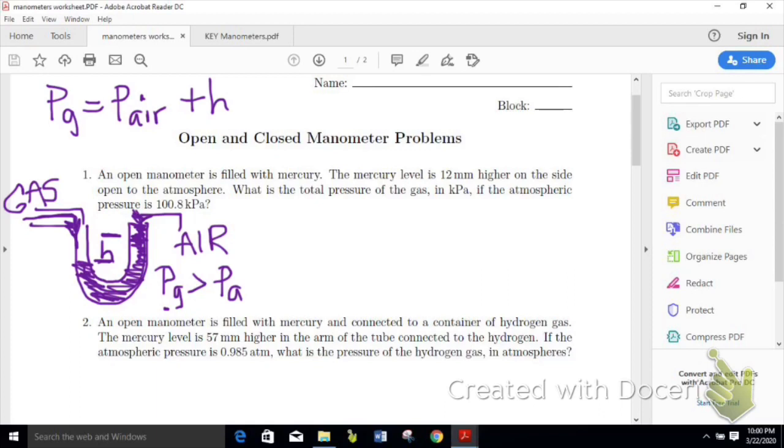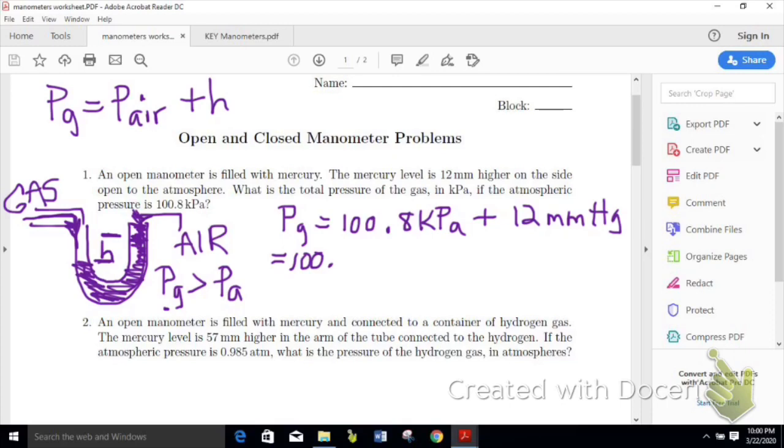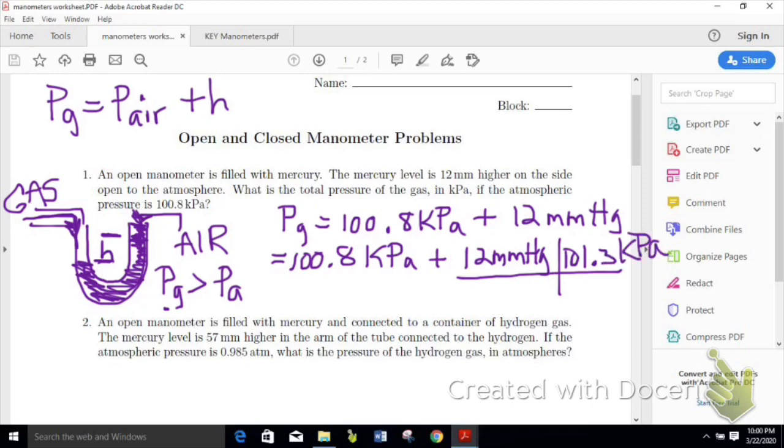They gave us the atmospheric pressure here as 100.8. So the pressure of our gas will equal 100.8, and that was kPa, and we're going to add to that the 12 millimeters of mercury, which is our H. We have two different units, so we have to get them the same. We'll change our millimeters of mercury to kPa, and that would be 12 millimeters times 101.3 kPa over 760 millimeters of mercury.